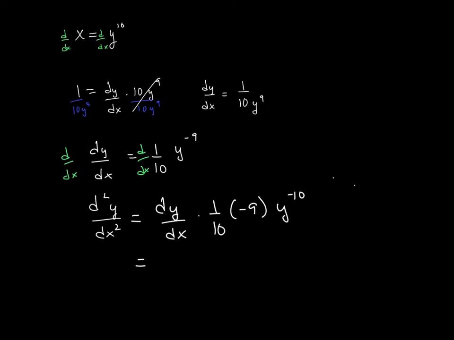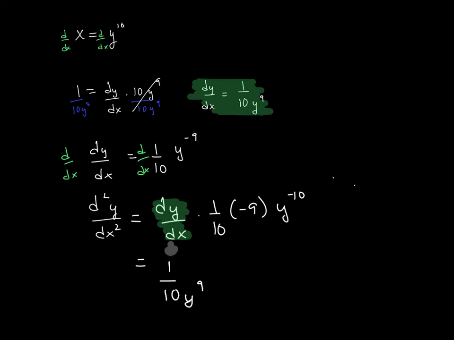And I want to use this substitution again. I said before that dy/dx was equal to 1 over 10y to the 9th. So I'm going to replace that, and now I'm left with 1 over 10y to the 9th times 1/10. Let's just put that negative 9 up there and bring that y to the 10th down. So now when I multiply across, I'm left with negative 9 over 100y to the 19th power.